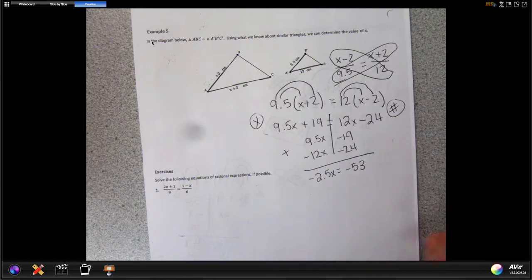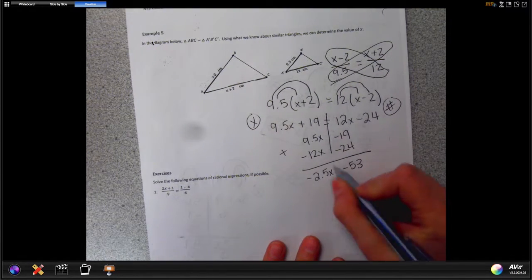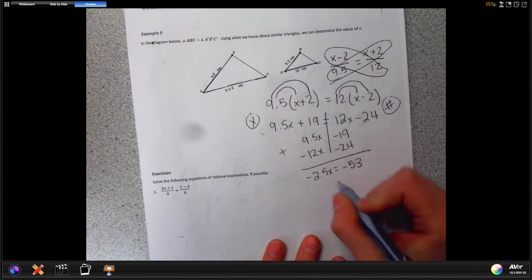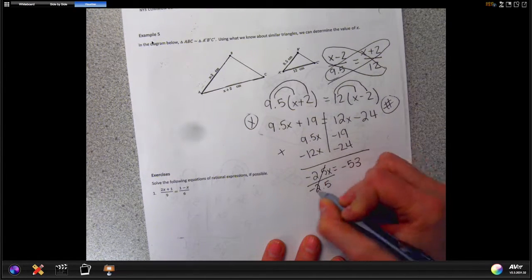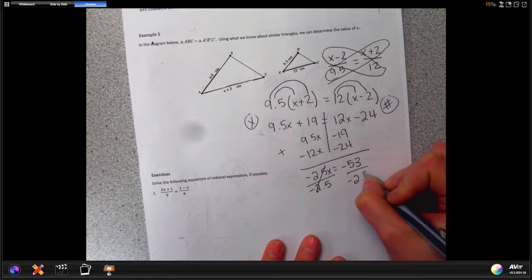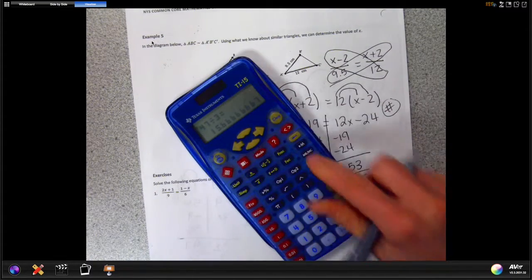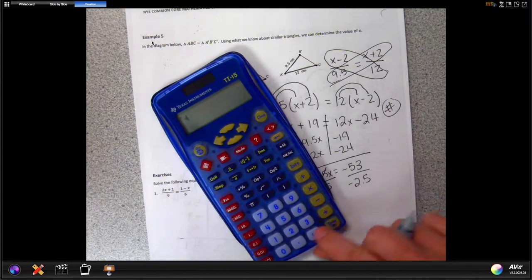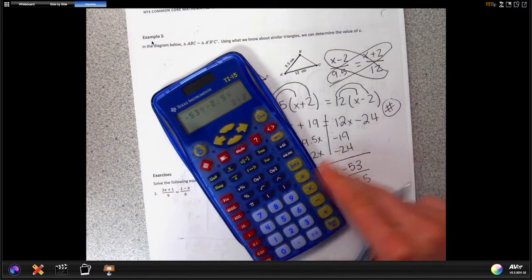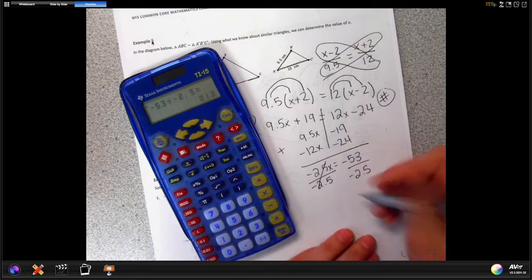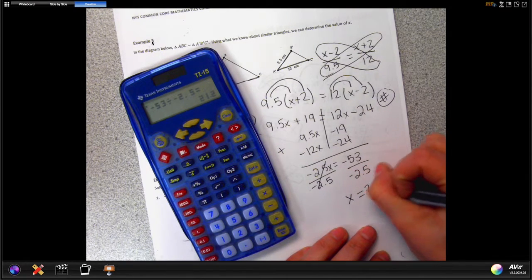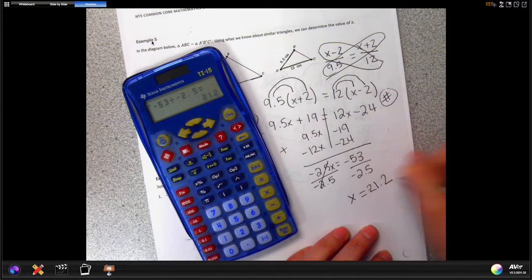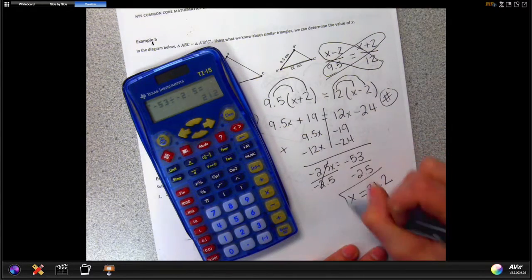And then the last step is going to be to undo this multiply here on the left side. So to undo the multiply, we're going to divide by negative 2.5 here. We'll divide by negative 2.5 here. And we get, so negative 53 divided by negative 2.5, you get x equals 21.2. And there you go.